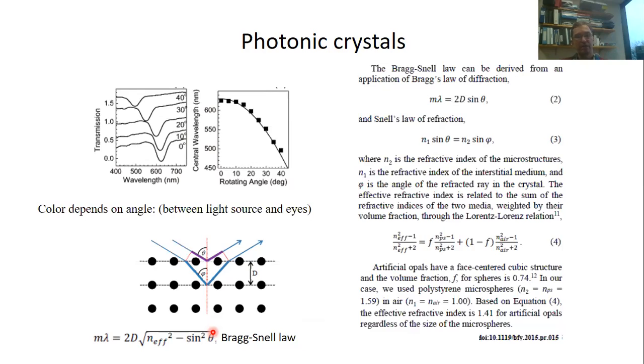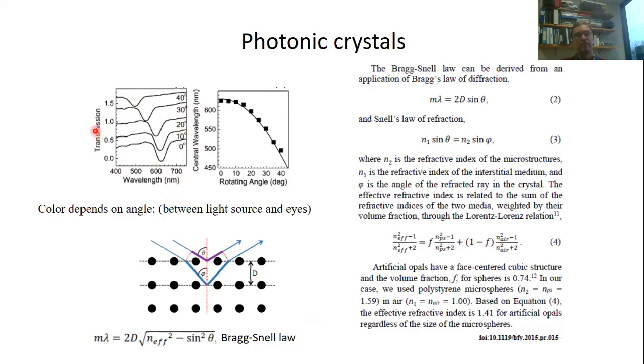Okay, so this is the reason why opalescence is angle dependent. And we've probably all seen an opal, and you have probably observed that the color that opal has depends on the angle from which you look at it. And that is because the reflection condition depends on the angle under which you actually observe the visible light. Okay, so this is actually schematically shown here.